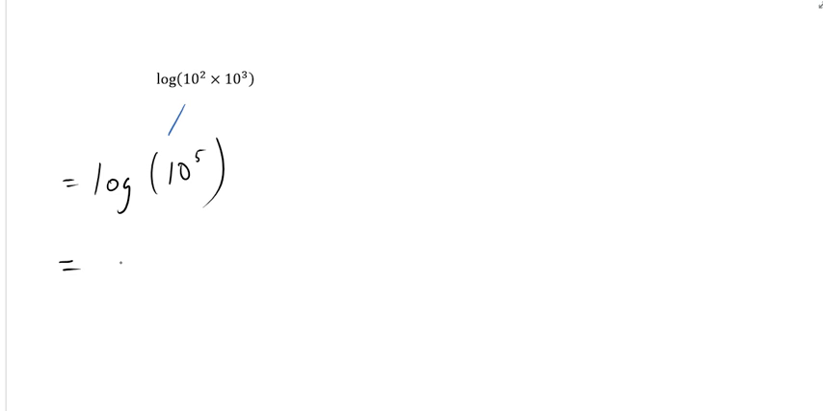See, we forgot already. 5. Why? Because this is base 10. It doesn't say it, but it's base 10 because there's nothing there. That was log base 10 of 10 to the 5, so that's 5. That was one of the things we just learned. Do we understand that?